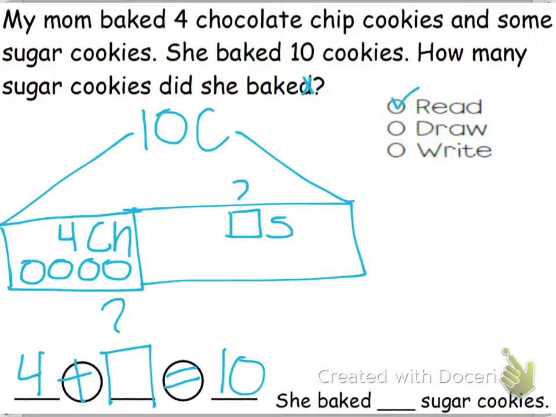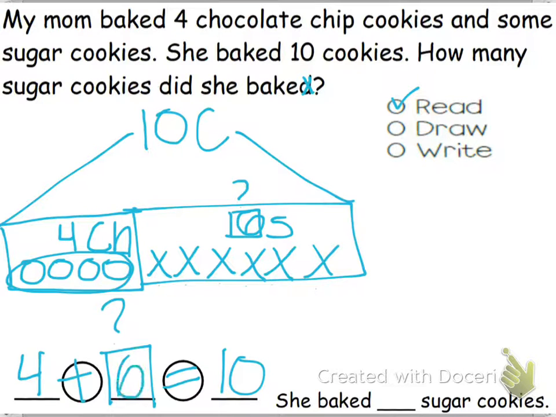So looking at this, now, how are we going to figure out how many sugar cookies she had? Just like the last one, we're going to count on. So we're going to put 4 in our brain, and we're going to count on until we get to 10. So 4, 5, 6, 7, 8, 9, 10. So now, we know that we have 10 altogether now, which is our whole, which is what we want. So now let's count to figure out how many sugar cookies that Mom baked. 1, 2, 3, 4, 5, and 6. So we know there's 6 sugar cookies. So 4 plus 6 equals 10. So she baked 6 sugar cookies.